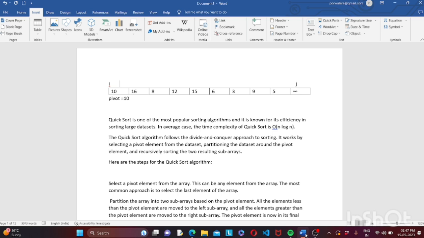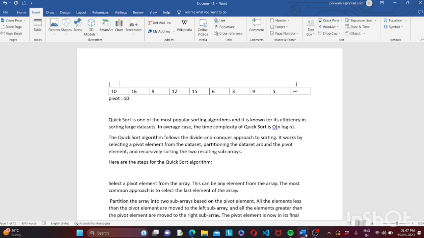So the quicksort is one of the most popular sorting algorithms, and it is known for its efficiency in sorting larger data sets. In the average case, the time complexity of quicksort is O of n log n. The quicksort algorithm follows the divide and conquer approach. That we will see further during the explanation.